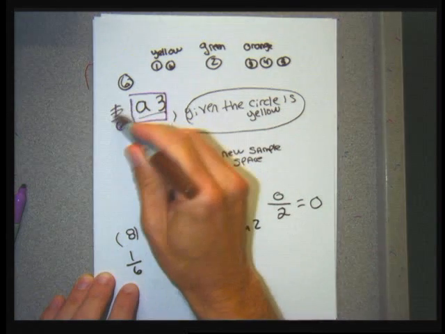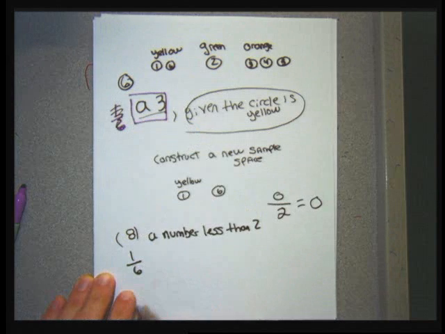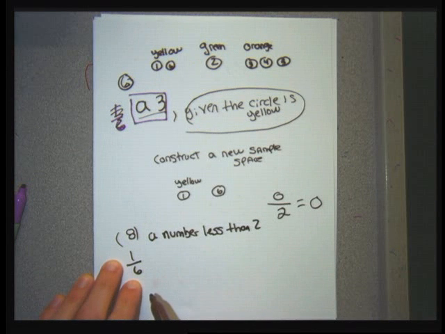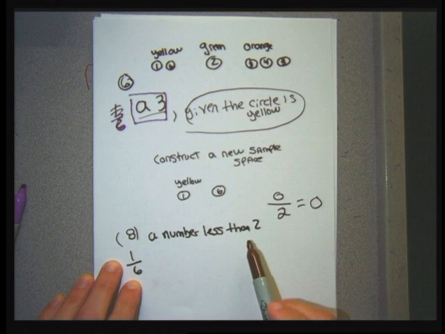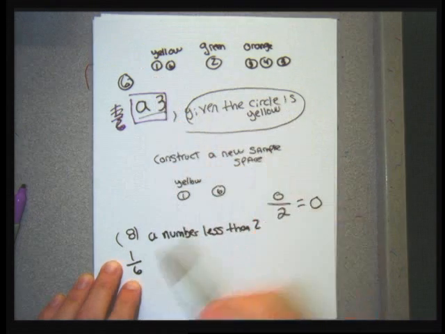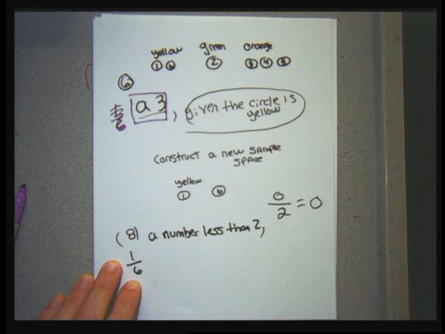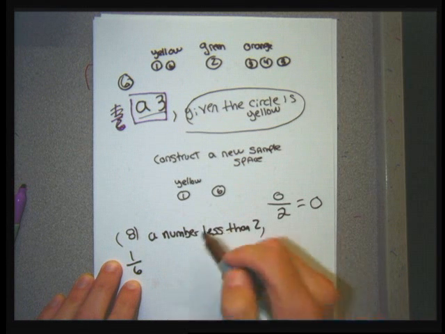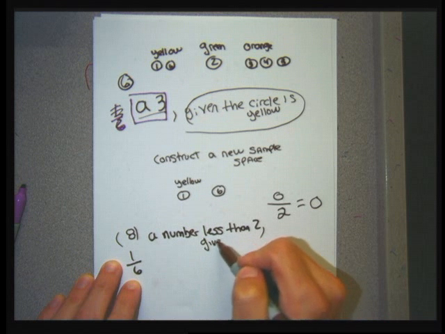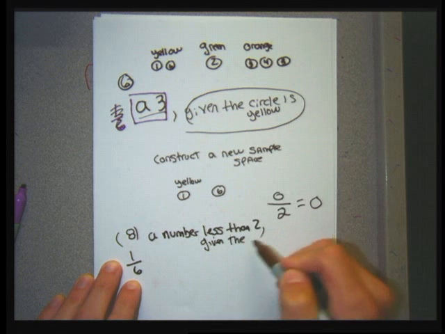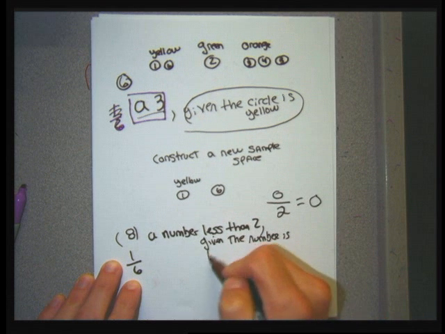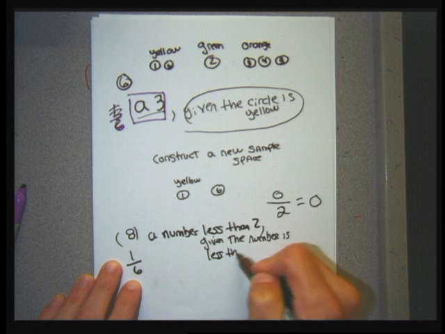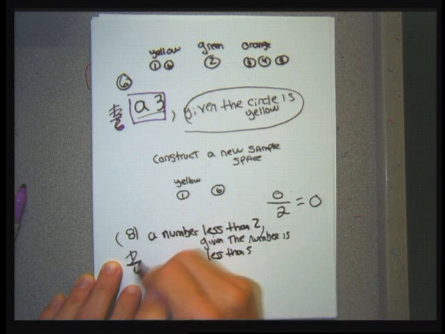Just like 1 in 6 isn't the answer to 6, 1 in 6 is not the answer to 2. In general, the probability of getting a number less than 2 is 1 in 6, because there's one number less than 2 out of the 6. But when the author puts extra words after it, the extra words are "given the number is less than 5." So the author's telling me something about what was drawn.